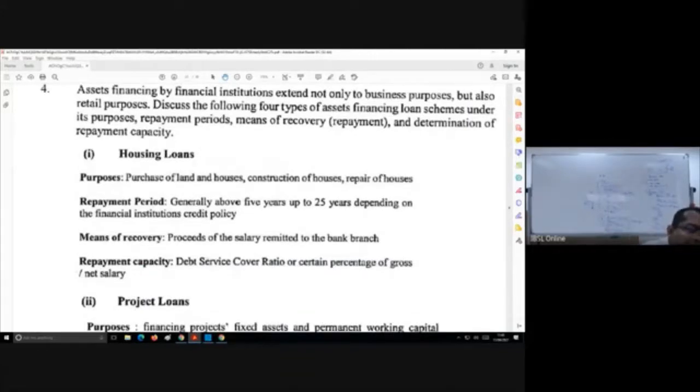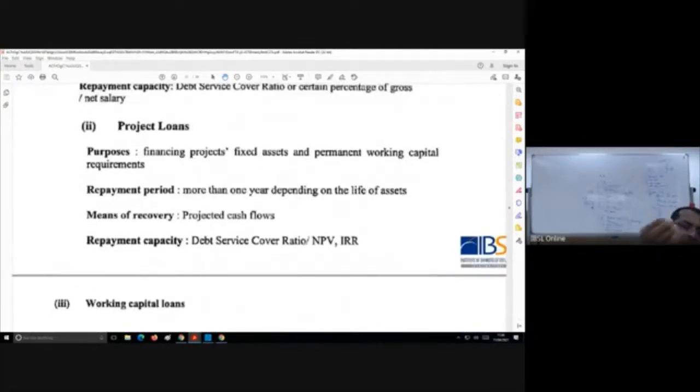Housing loan: purpose, purchase of land, building, house construction, renovation, anything. Repayment period is normally long term, 5 years and more. Means of recovery is based on the salary repayment. Repayment capacity is the debt service cover ratio, or sometimes we take 40% of take home salary. Project loans: the purpose is to finance fixed assets and permanent working capital, because working capital is permanent and variable. The permanent part needs to be financed by long-term funding.